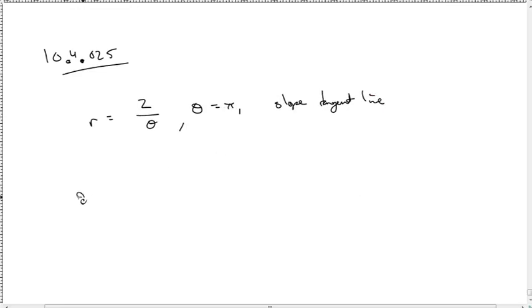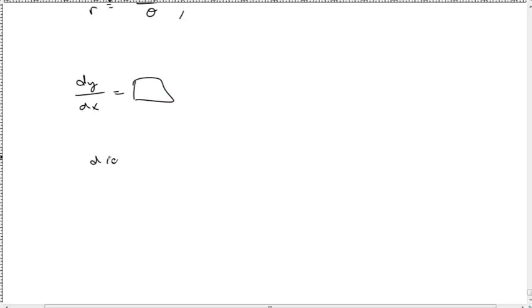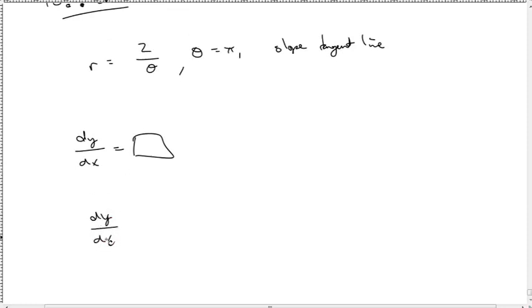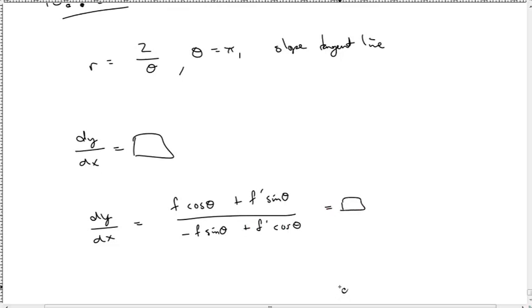So they say find the slope. Well, they're basically wanting dy/dx. And how do I do it with polar format? Well, let me give you a formula, because that's what we're going to have to do here. dy/dx is equal to f times cosine theta plus f prime times sine theta, all divided by negative f sine theta plus f prime cosine theta. All right, awesome.